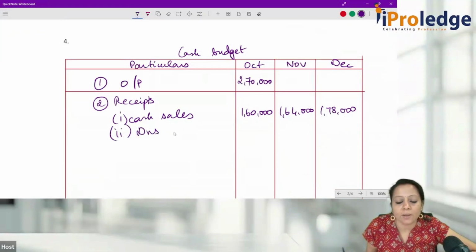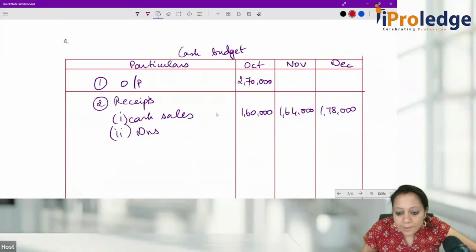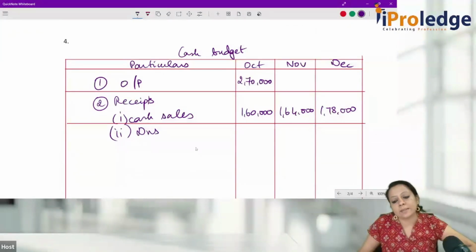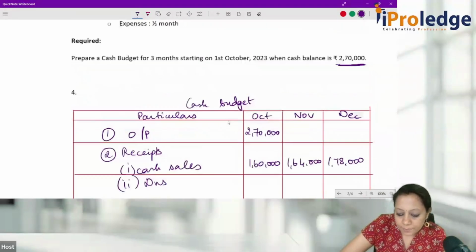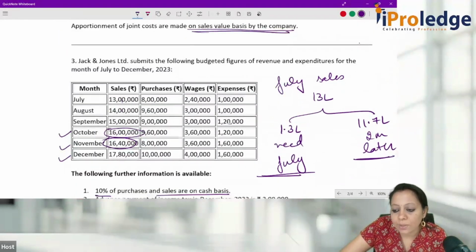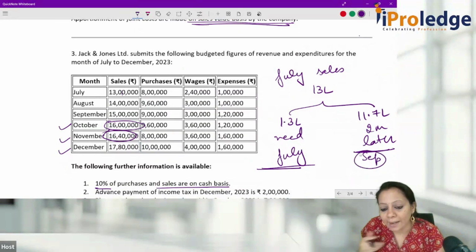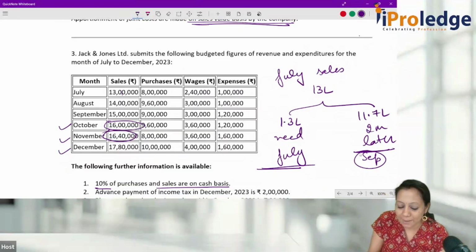Okay. So next is payment from debtors or cash received from debtors, however you want, you can say. So, how are we supposed to do this? Now, I told you already, July month sales will be received after 2 months, means August, September only it will be received. But is September under our budget period? No. Budget period is October, November, and December.